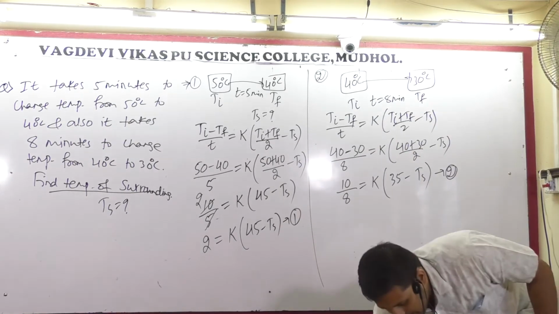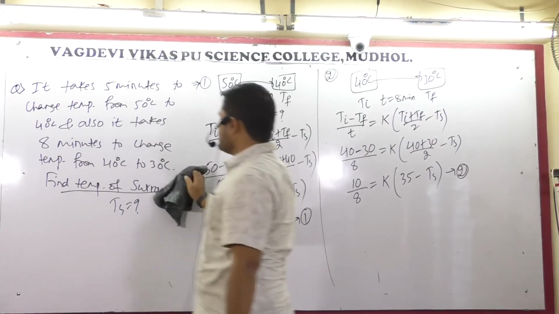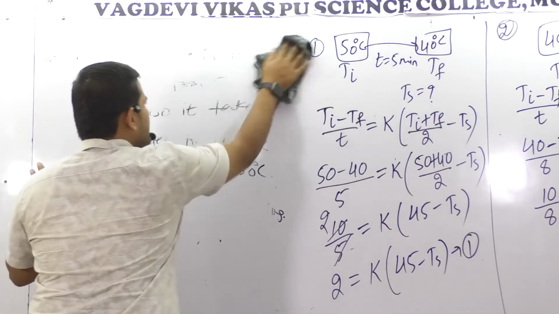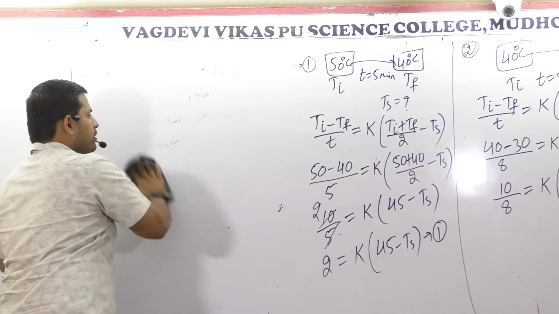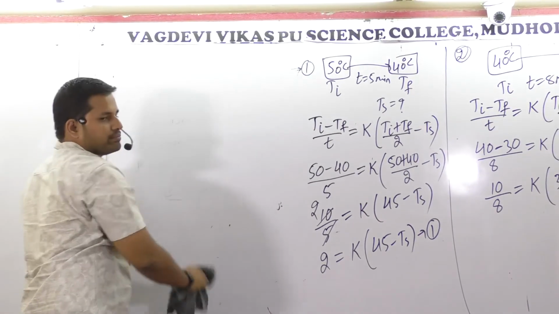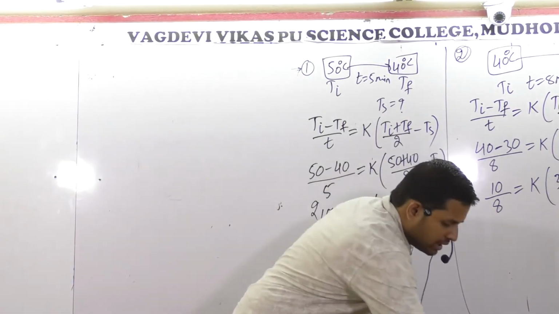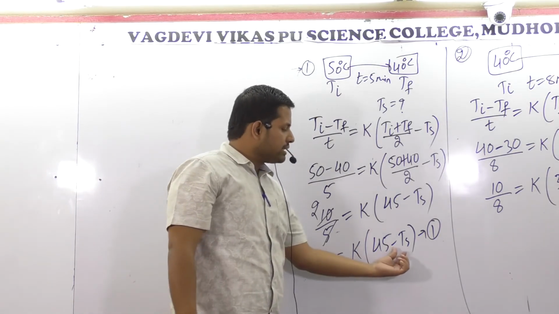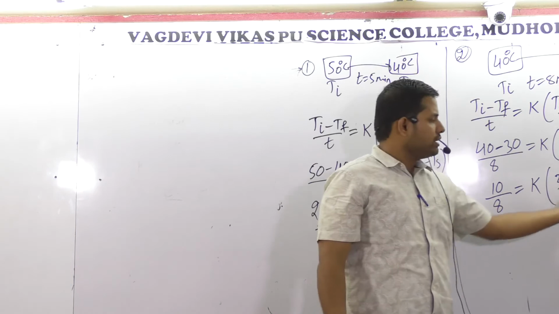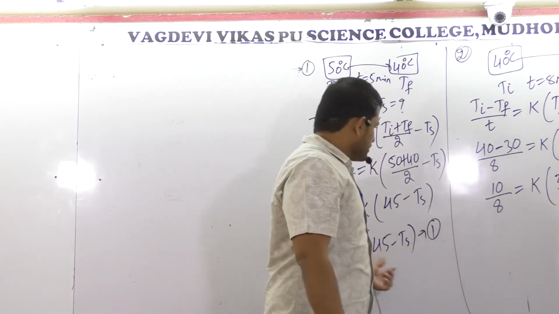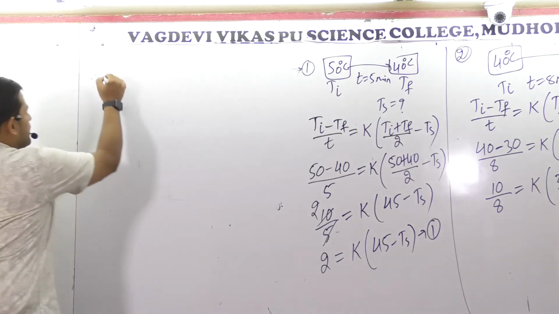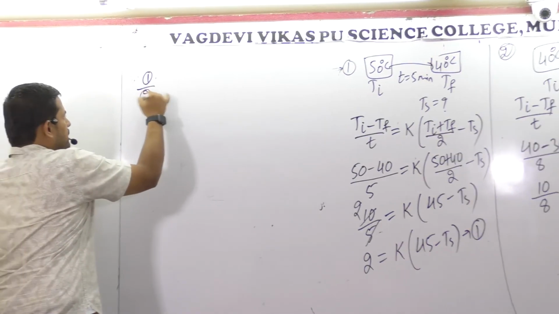Okay, I got two equations, 1 and 2. Now I have to divide 1 by 2, because I have to cancel K. I don't know the value of K, so I have to cancel it. Here how many unknowns are there? K is unknown, Ts is unknown. Here also K is unknown, Ts is unknown. If I divide this by that, K will get cancelled, no? So that's how I will do it: equation 1 divided by equation 2.